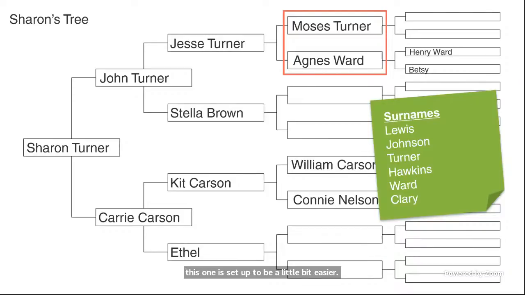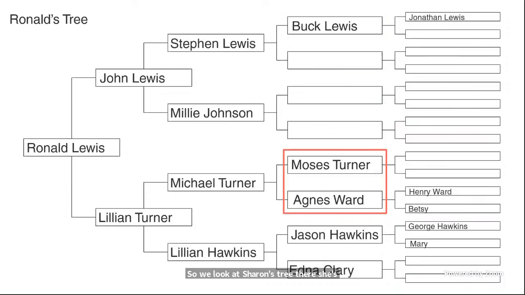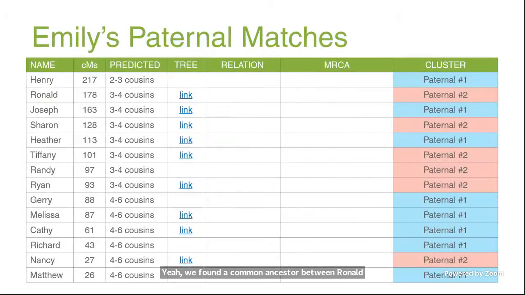So we look at Sharon's tree. There she's got the common ancestors, Moses and Agnes. And looking back at Ronald's tree, he also has Moses Turner and Agnes Ward. Yay, we found a common ancestor between Ronald and Sharon's trees. But we also have a lot bigger cluster. Let's see if anybody else has the Turner Ward connection.